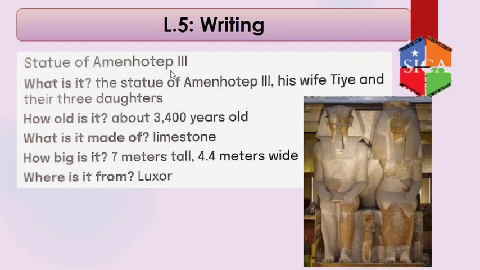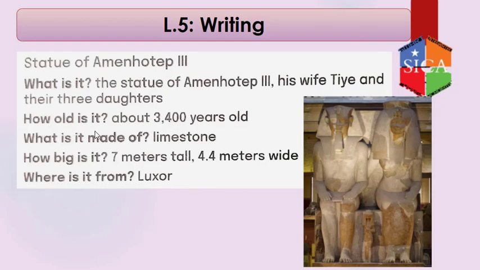Statue of Amenhotep III. What is it? Here we ask with what? We want to know what these statues are. The statue of Amenhotep III, his wife Tea, and their 3 daughters. So this picture is about the statue of Amenhotep III, his wife, and their daughters. Okay, there are their 3 daughters.